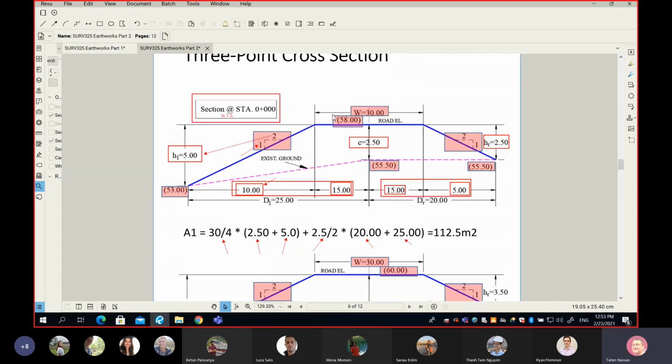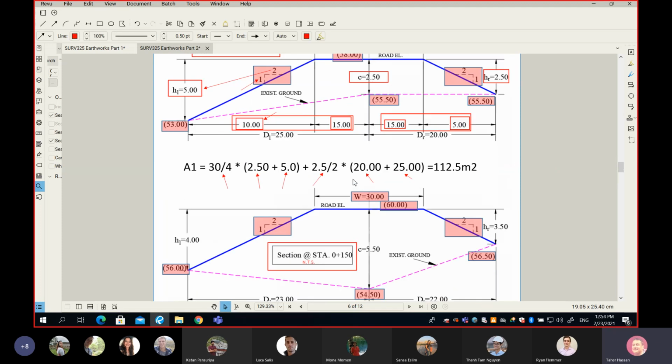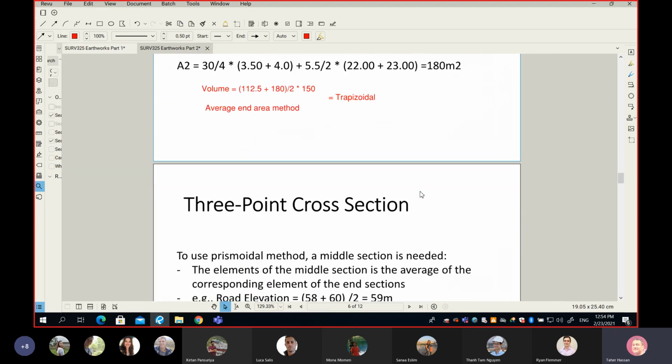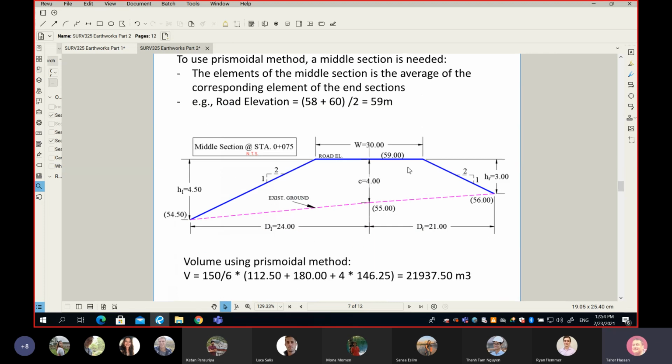You can see here, my road elevation at zero is 58. And my road elevation at 150 is simply 60. I'm asking you, what would be the road elevation in the middle? Simply the average. You can see 58 plus 60 over two, that will be 59. And that's the road elevation in the middle.